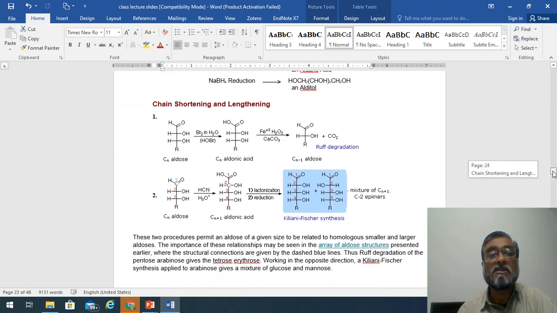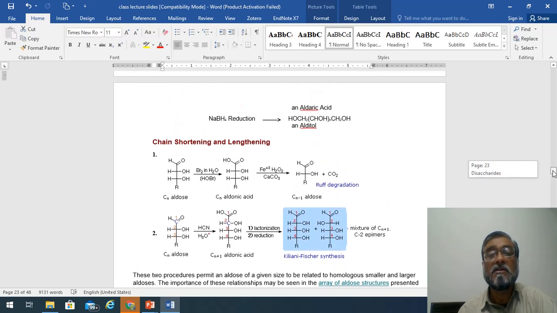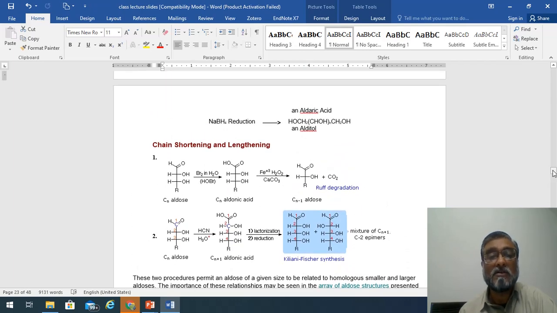Then there are some chain shortening and chain lengthening reactions. The chain shortening reaction is called the Ruff degradation, and the chain elongation reaction is called the Killiani-Fischer synthesis.